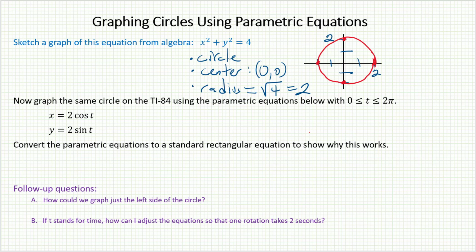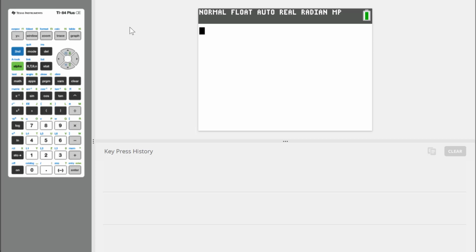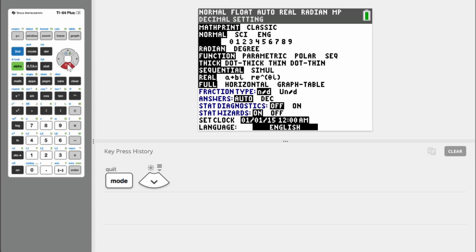In fact, I am going to claim that this set of parametric equations will generate that same circle. X equals 2 cosine t, y equals 2 sine t, with t carrying on values between 0 and 2 pi. Let me show you that, in fact, this is the case, and then we'll talk about why it works. So on the calculator, we'll need to check our mode for a couple of reasons. I need to make sure I'm in radian mode if we're letting t go from 0 to 2 pi, and I am. I also need to make sure I'm in parametric mode if I'm not there already.